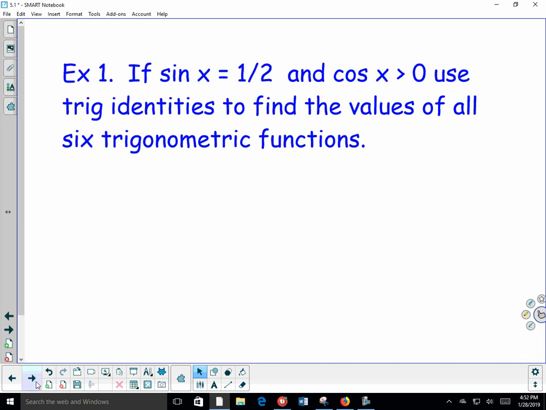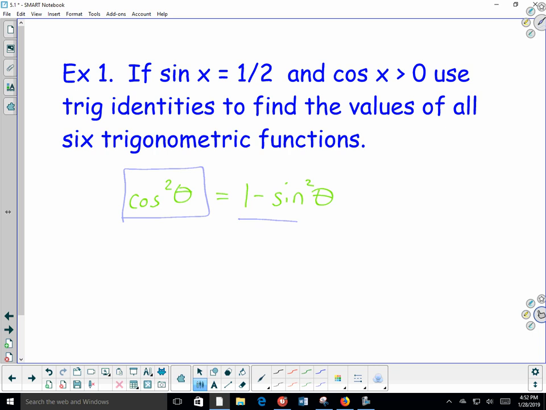It says if sine of x equals 1/2 and cosine of x is greater than 0, use trig identities to find the values of all 6 trig functions. This is the first example. We have the identity that says I can find cosine from cosine squared is equal to 1 minus sine squared. That's going to be one of the identities you're making a flashcard for.